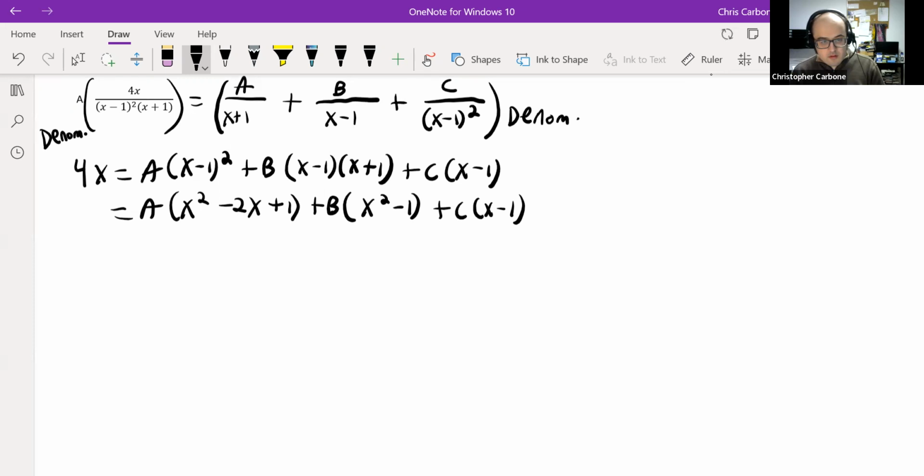Excuse me, this is supposed to be a C times x plus 1. These are pluses, but the binomial being multiplied by C here.